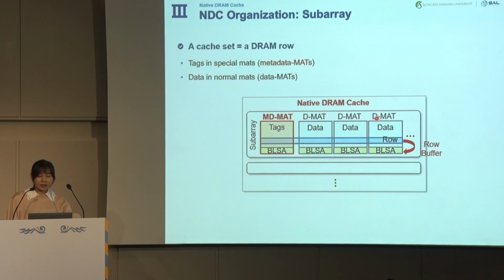In a DRAM cache, the activated row corresponds to a set selected by an index. On the other hand, DRAM caches typically store metadata such as tag, valid status, dirty status, etc., along with data by adding dedicated mats. In NDC, we redesigned the microarchitecture of the metadata mats to implement cache operations.